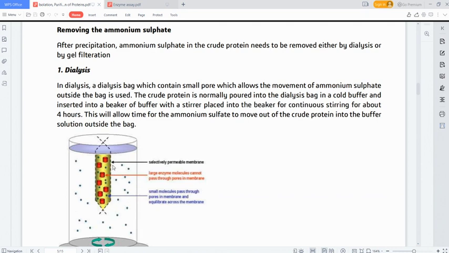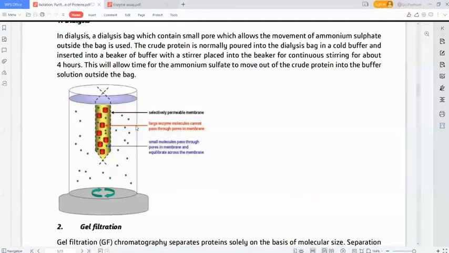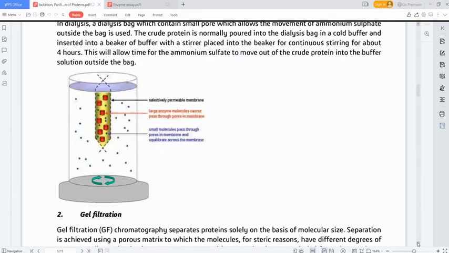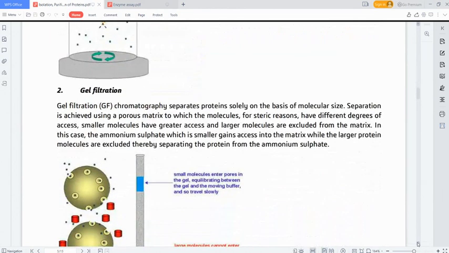The same buffer that you have been using for extraction, and then you put it on a stirrer and begin to stir. Sometimes you can stir for 4 hours, 5 hours, 24 hours. In fact, when I was doing an experiment with some proteins, I stirred from 6 in the evening till 6 in the morning. That is almost 12 hours, to be sure that we remove all the ammonium sulfate.